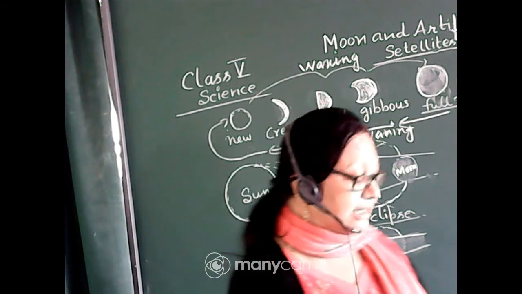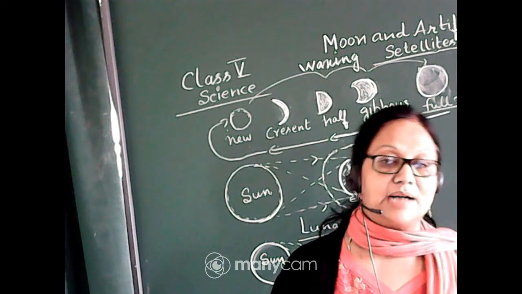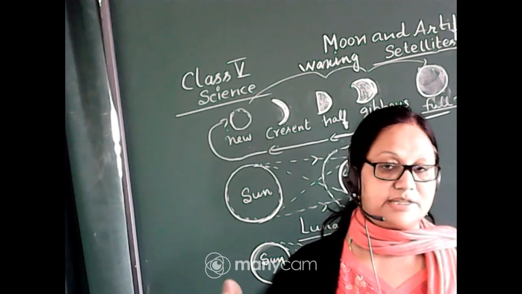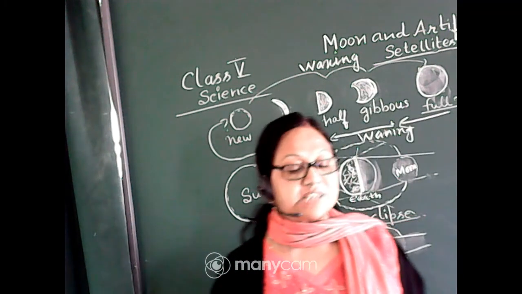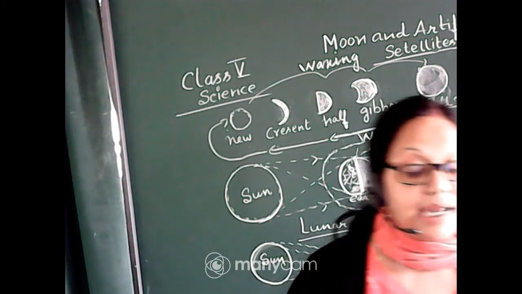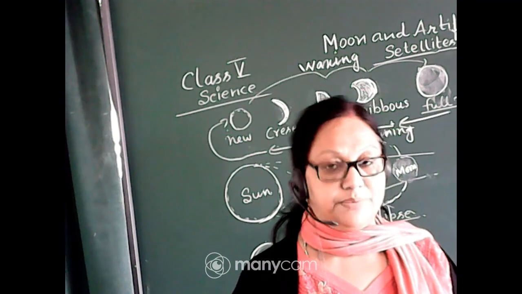Now what are eclipses? You know there are some opaque objects and there are some objects which are celestial bodies. Do you know what are the transparent and opaque objects? What is a transparent object? Can anybody tell me which objects are called transparent objects?